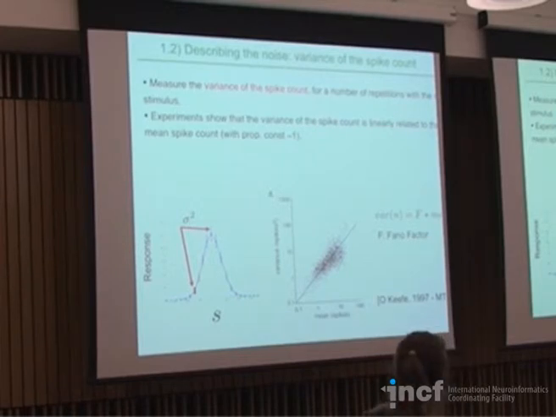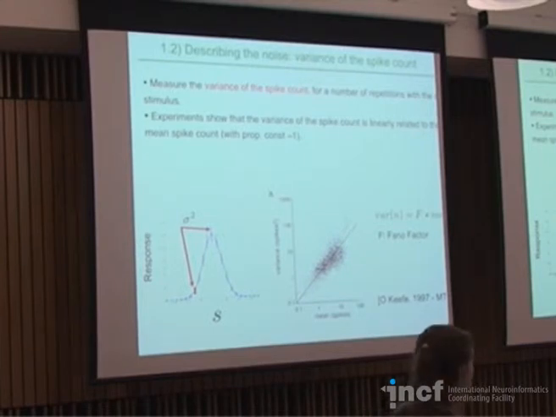So the variance is usually a very simple function of the mean. It's proportional to the mean. And this coefficient of proportionality is called the Fano factor. And often people find a Fano factor which is close to one. It can be a bit more complicated. Sometimes you would have a more complicated model where you have the mean to some exponent. But often this is a reasonable model.